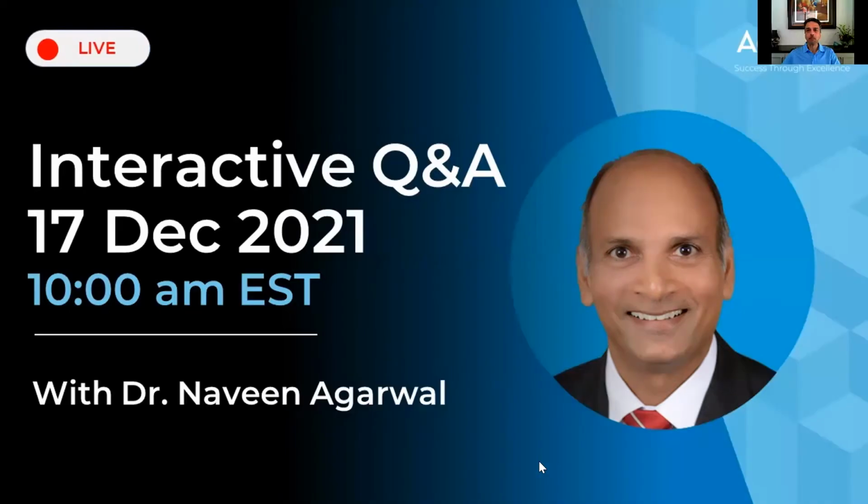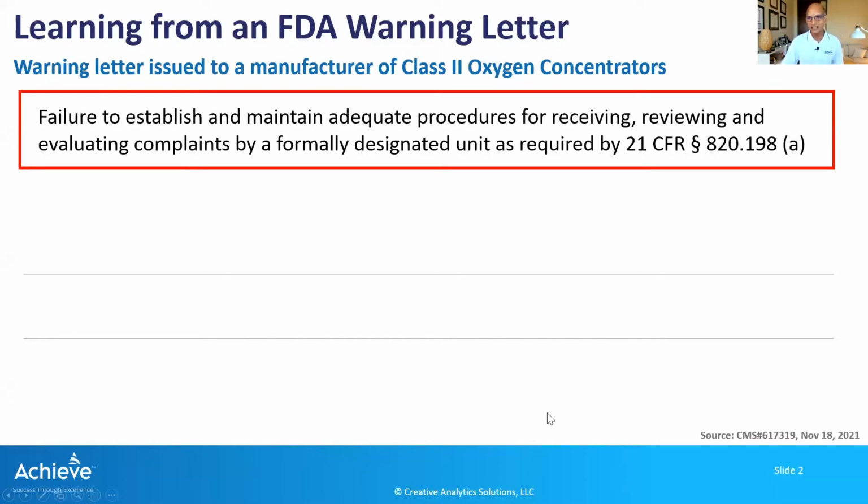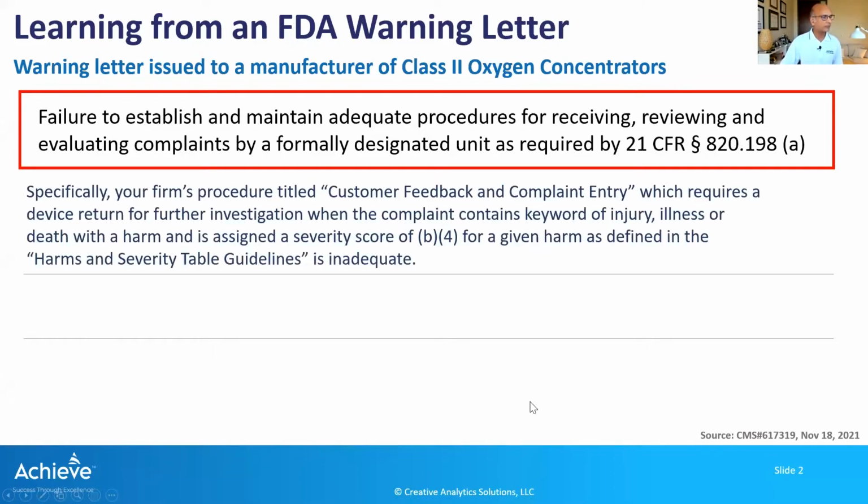So, of course, there are many warning letters, but the reason I'm selecting this for discussion is because it relates to risk management very closely and something that I have seen in practice to be a challenge. So here, they are actually citing against the complaints procedures. So failure to establish and maintain adequate procedures for receiving, reviewing, and evaluating complaints by a formally designated unit. But let's dig into what they are finding.